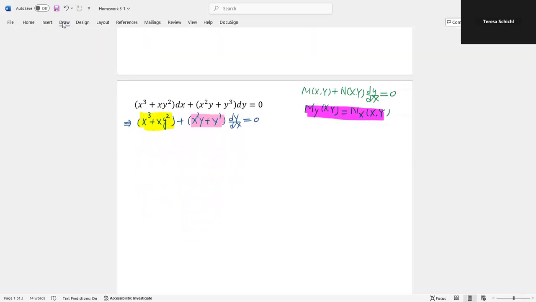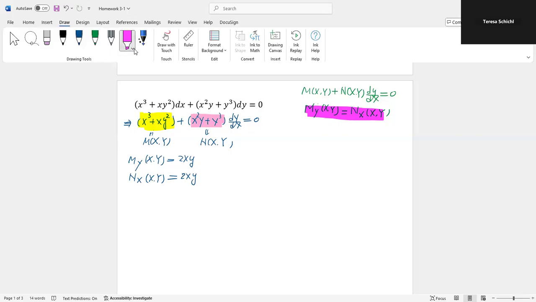Like I said, this is my M(x,y), and this is my N(x,y), right? Now if I take the derivative with respect to y, x cubed will be 0 because it's a constant, so it's 2xy. Then the same thing for N: N_x of (x,y), with x squared plus y cubed, means I'm taking the derivative with respect to x. So this will be 2xy. Then the y cubed will disappear as a constant.